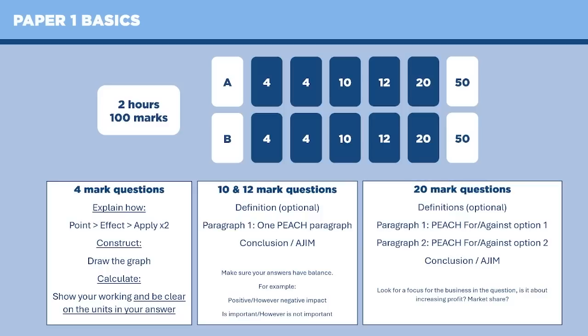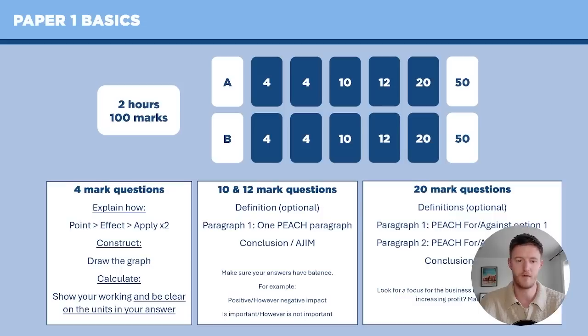One thing worth bearing in mind is you don't want your against option 1 to be your for option 2. So, for example, if it was primary or secondary market research, your against for your primary research section shouldn't be the benefits of secondary. It should be the weaknesses of primary. The last thing to think about there is that sometimes these questions have a focus. For example, it might say, is it about increasing profit? Is it about increasing market share? And then you need to make sure you link back to that in your answer. So it's really important that you get your structure right for that question.